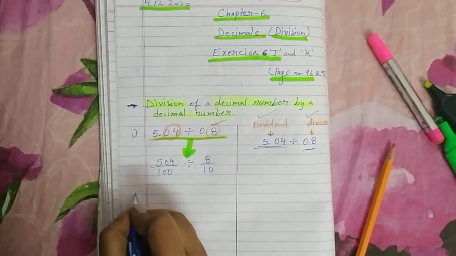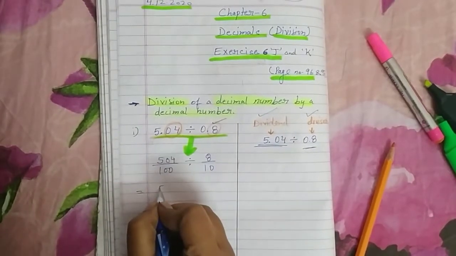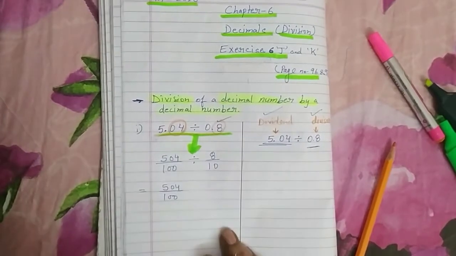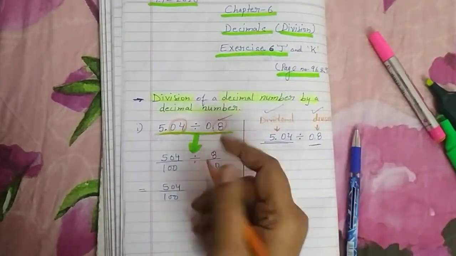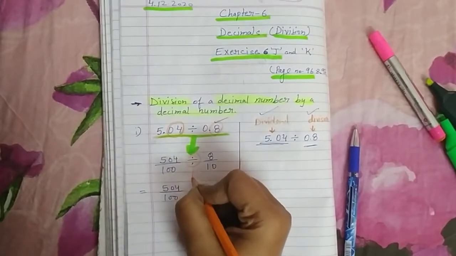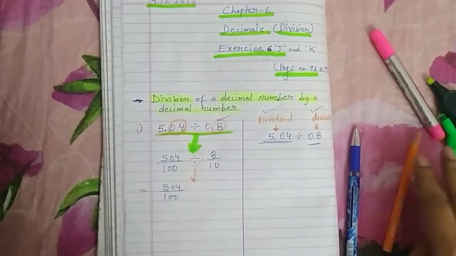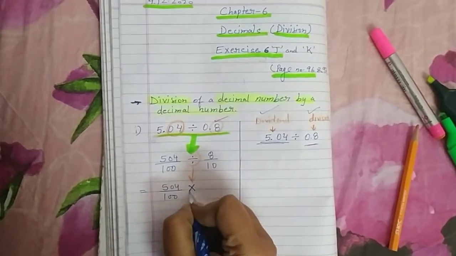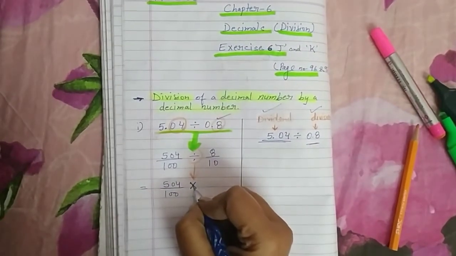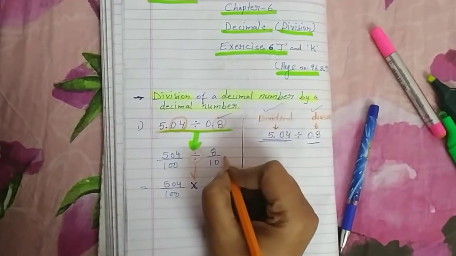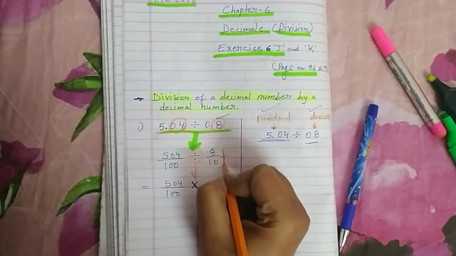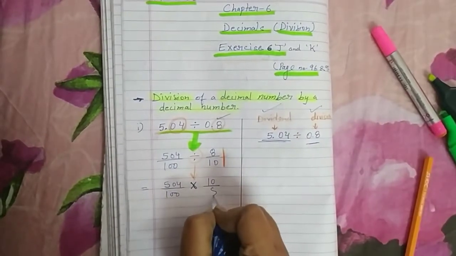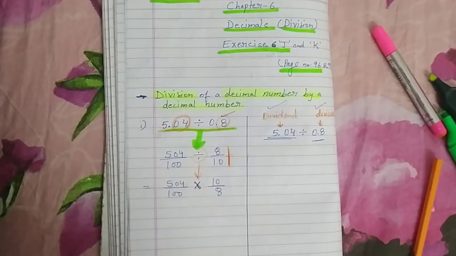Now, equal to sign. 504 upon 100 is the dividend, so we will keep it like this only. And we will reciprocal this. Why? What is the opposite of division? Multiplication. It will change into multiplication. Why multiplication, children? Because we are going to reciprocate this fraction. So what will this be? 10 upon 8. This much is clear.